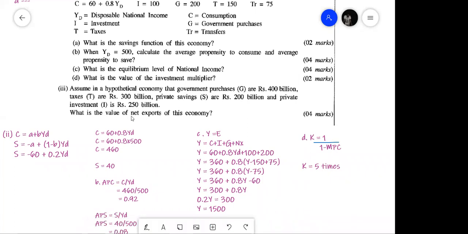Assume that in a hypothetical economy, government purchase is 400, taxes are 300. Private savings is 200 and private investment is 250. What is the value of net exports in this economy? How are you going to figure this out? Part 3. How are you going to figure it out?